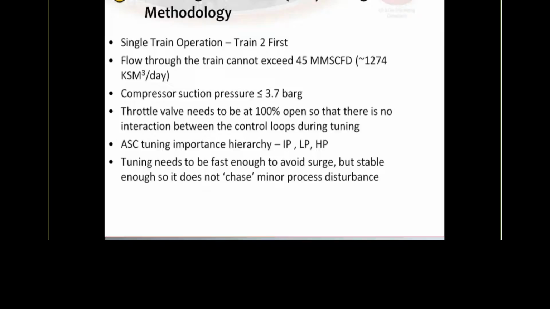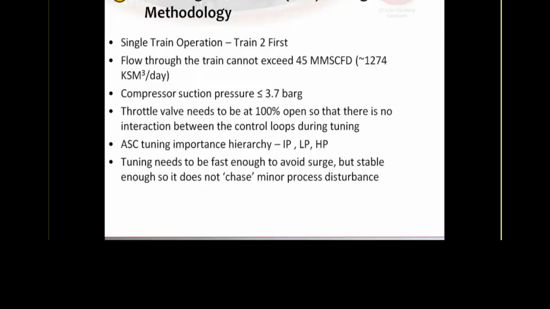We also found out that each train must be limited to a maximum of 45 million steps. The number here is not important. The whole idea is so that we do not have interaction of the motor overcurrent. So we limit the production slightly during the tuning operation. This will amount to a compressor suction pressure of around 3.7, or it has to be less than that. That makes sure that the suction pressure limit is not reached.